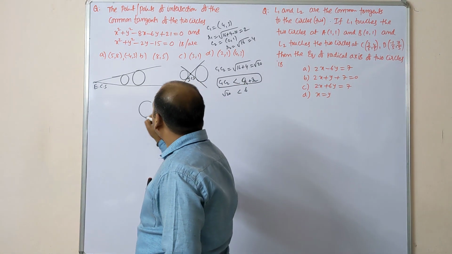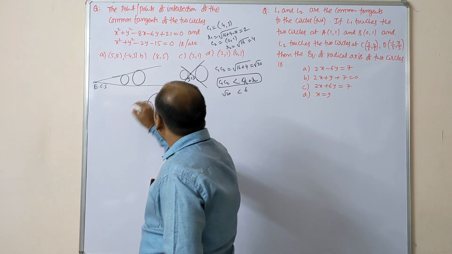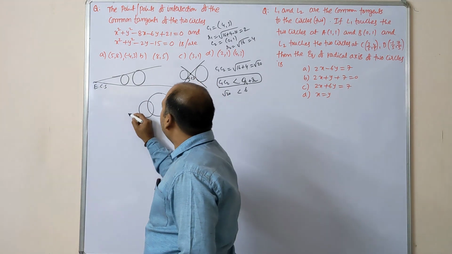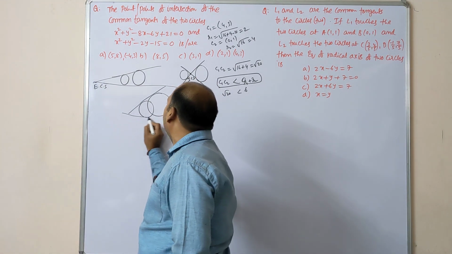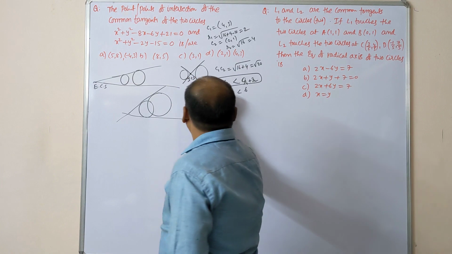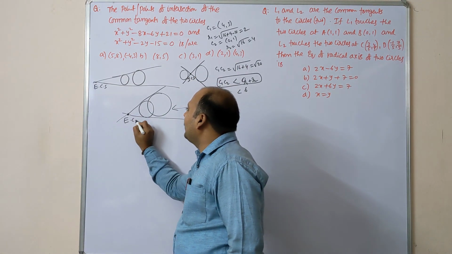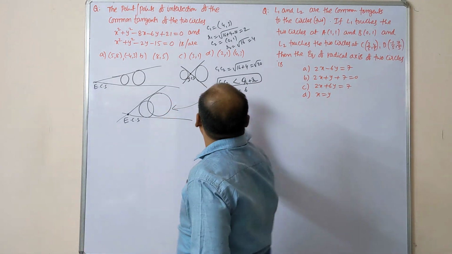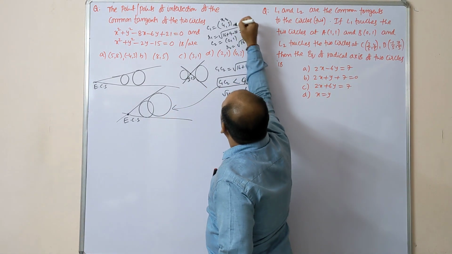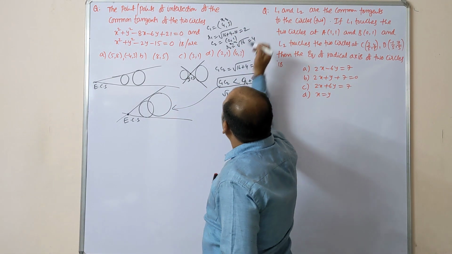So that means the circles will be like this. Even in this situation, the external center of similitude will come. According to this category, this situation will arise. So only the ECS we can calculate. ECS means what? First circle center is x1, y1, this is x2, y2, and we have the r1, r2 values.